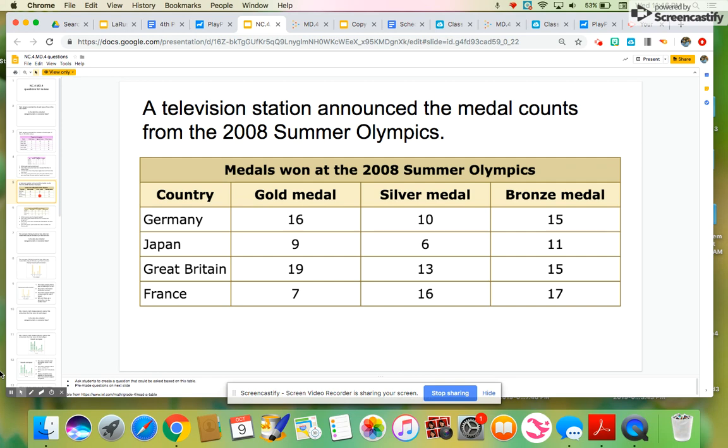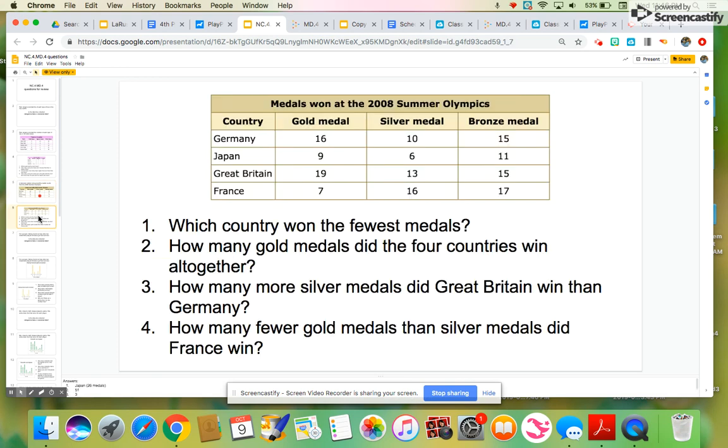In this case, what type of data would this be if I ask the number of medals that were won by each country in the Summer Olympics? You're correct. That would be numerical data. Let's use this numerical data to answer some questions.